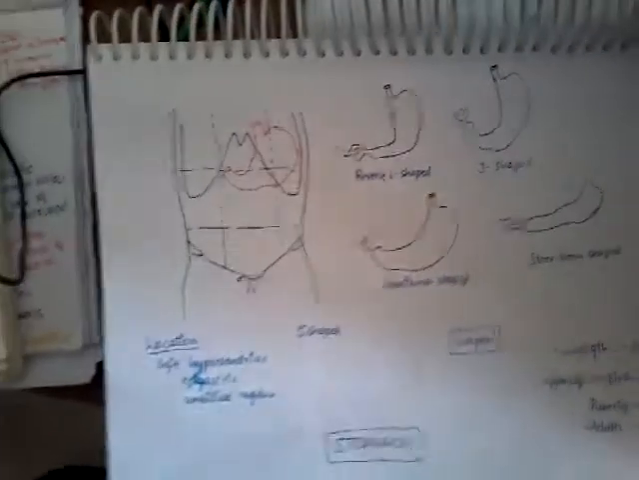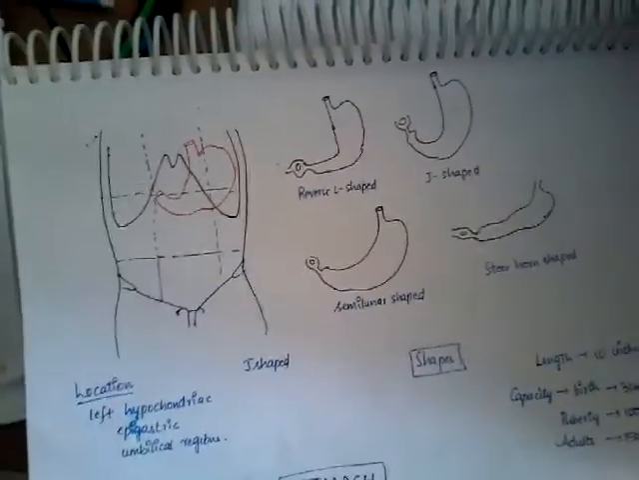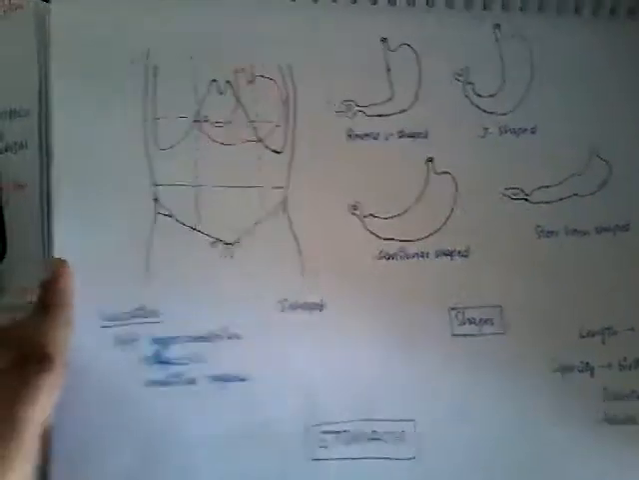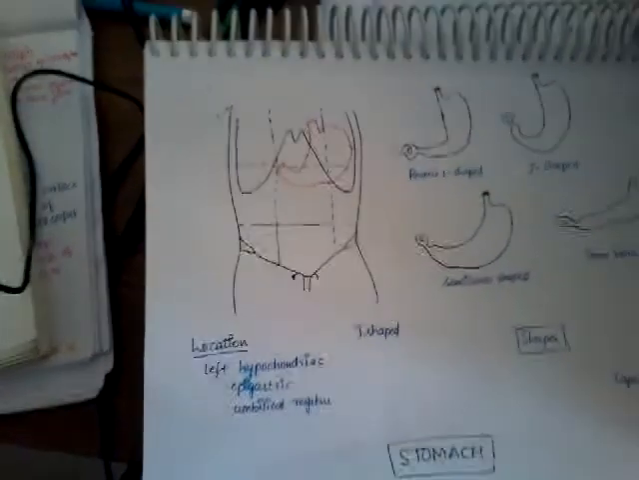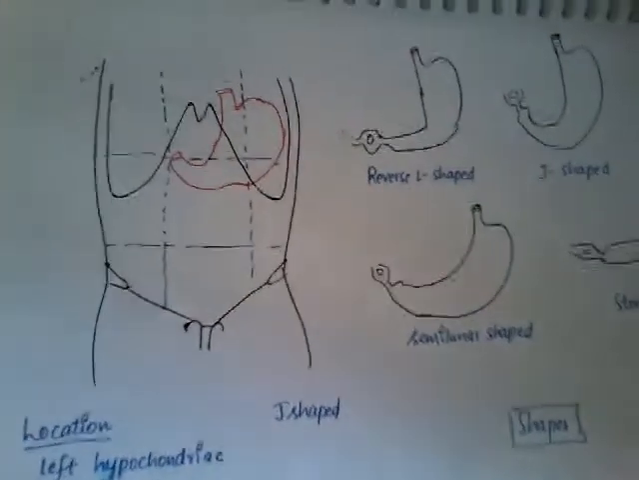Hello friends, let us learn a new topic today, that is stomach. The stomach is the widest and most distendable part in the abdominal wall. If you see, this stomach is a muscular bag where you store food.